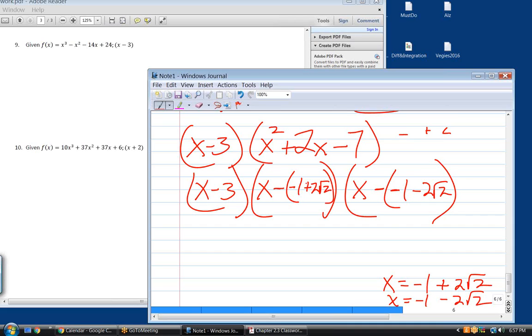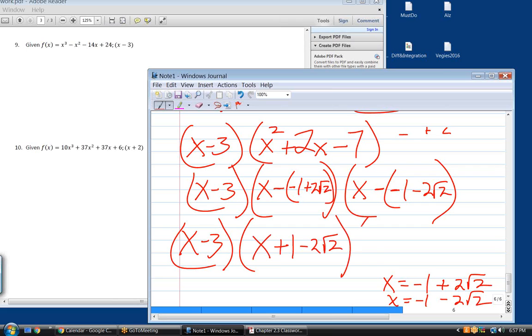Now, you can simplify this a little bit. In other words, I can pull out the inside parentheses. Let me do that. So that's going to be x plus 1 minus 2 root 2. And this is going to be x plus 1 plus 2 root 2. So there's your three linear factors. They're still linear. It's just that this is irrational, whereas that one's rational. That's the only difference.